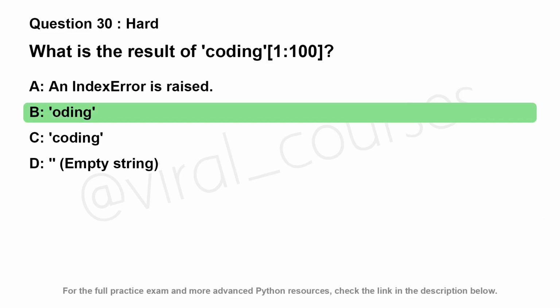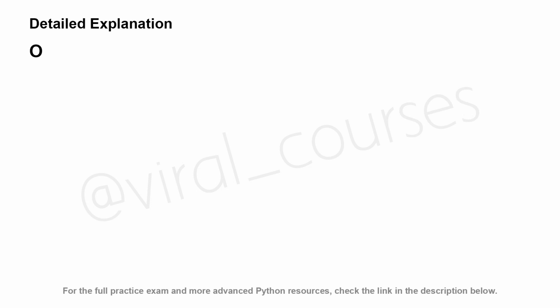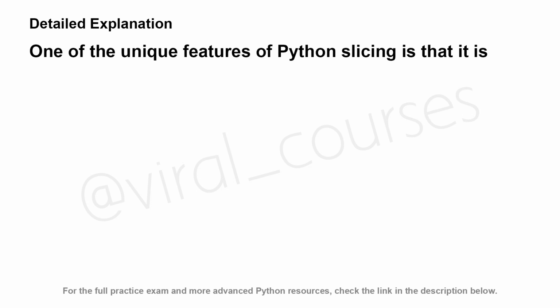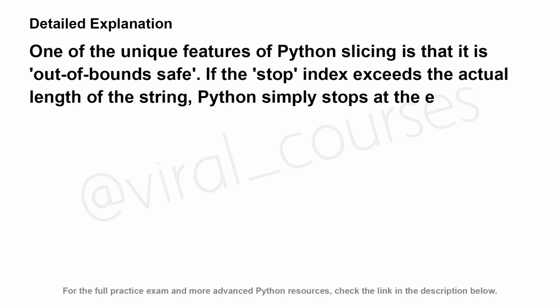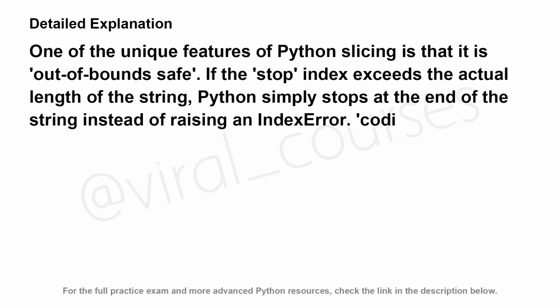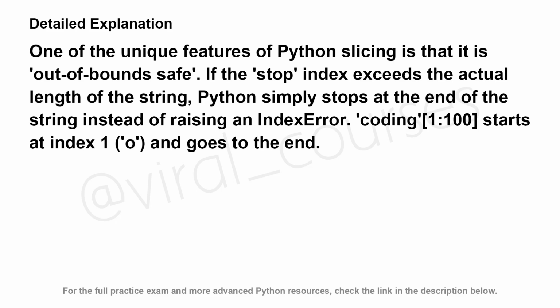The correct answer is B. One of the unique features of Python slicing is that it is out-of-bounds safe. If the stop index exceeds the actual length of the string, Python simply stops at the end of the string instead of raising an index error. 'coding'[1:100] starts at index 1 and goes to the end.